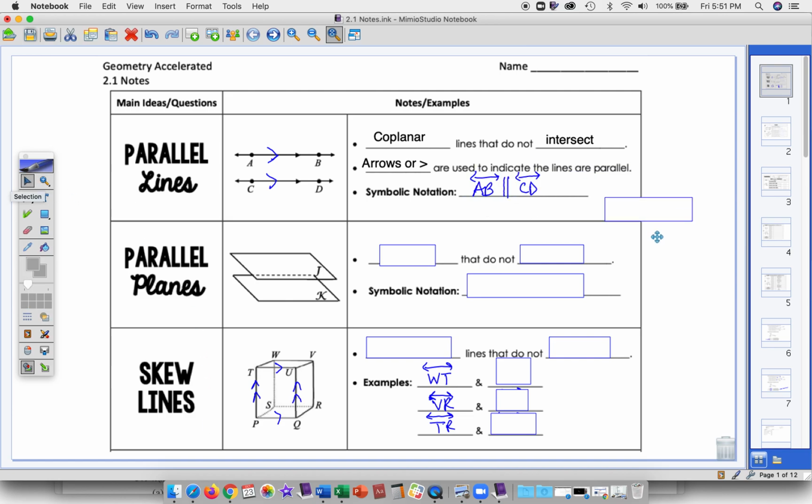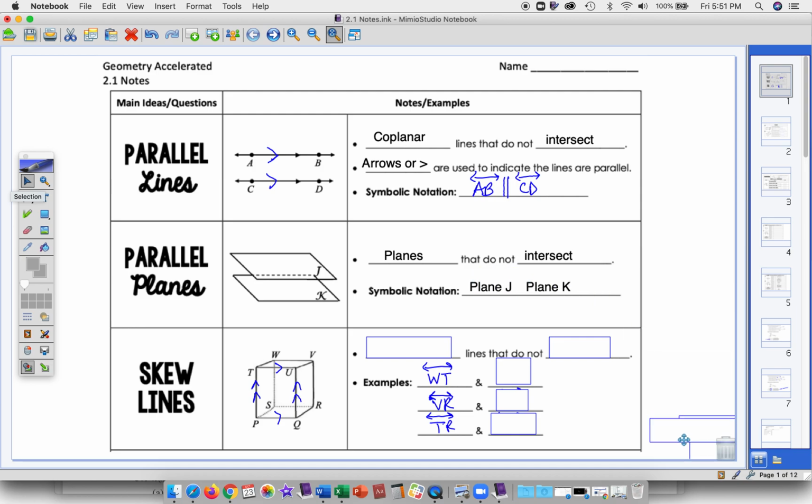If we're writing that two lines are parallel, we use this double bar symbol. So here I can say line AB is parallel to line CD. Parallel planes are planes that do not intersect. And again, we use that same notation.